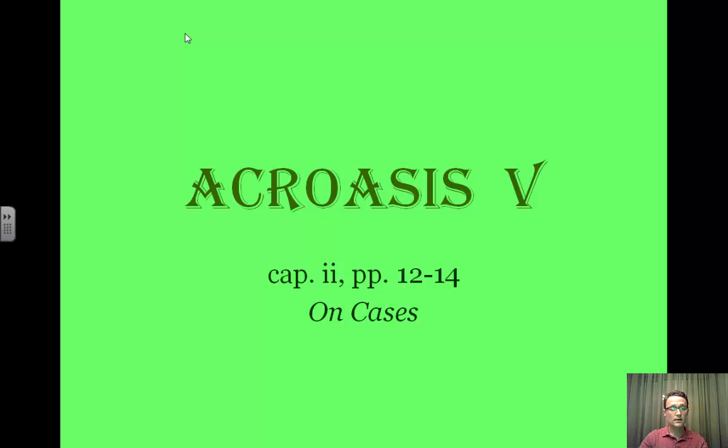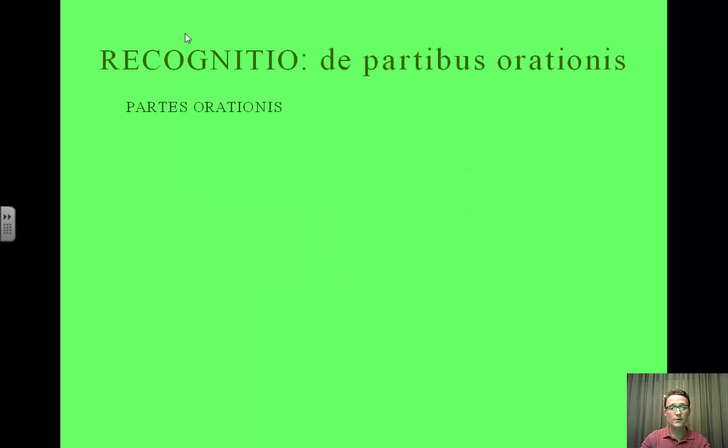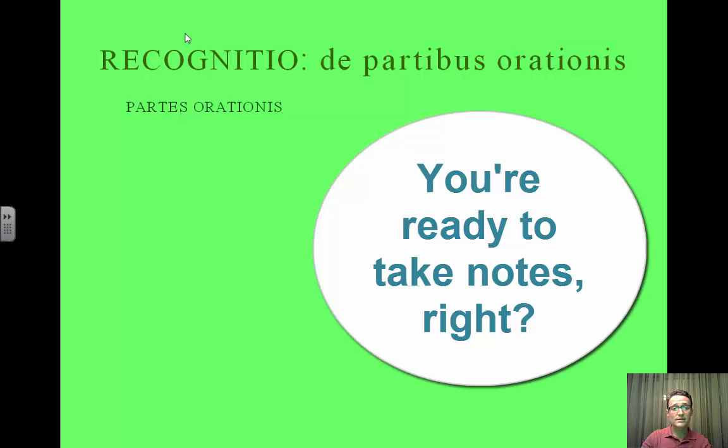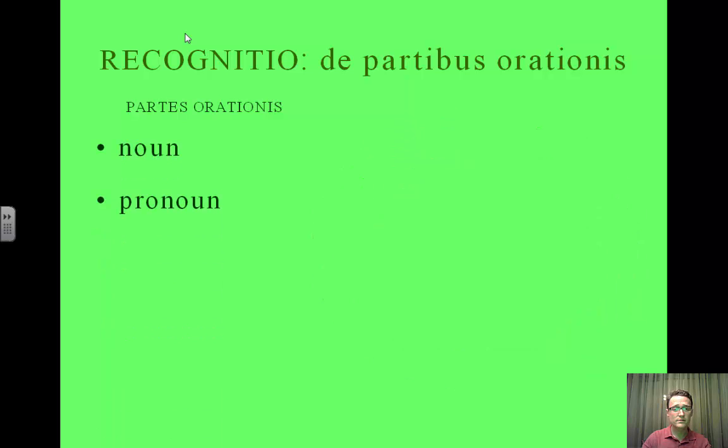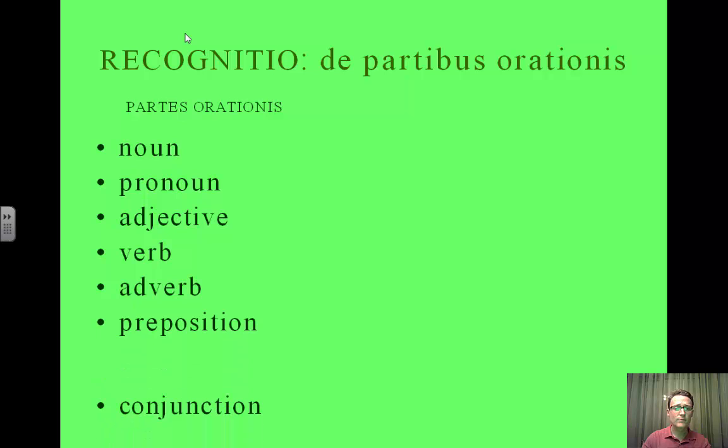Acroasis V, caput secundum, pages 12 through 14 in Wheelock's Latin, on cases. Recognitio, de partibus orationis. Partes orationis, the parts of speech. You know these already. We have nouns, pronouns, adjectives, verbs, adverbs, prepositions, conjunctions, and interjections.